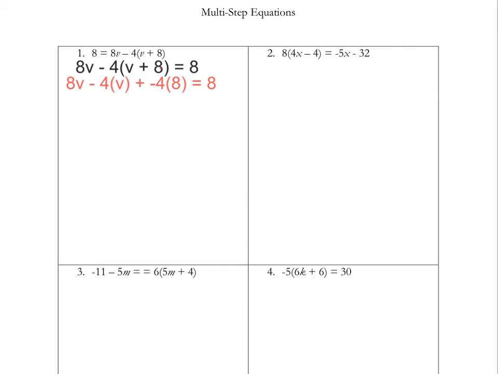And when we do this, let's see what we get. I end up with 8v minus 4v, because 4 times v is 4v, plus negative 32, because a negative and a positive multiplied gives me a negative. But I want to rewrite that to say 8v minus 4v minus 32 equals 8. All right, so I've rewritten it, 8v minus 4v minus 32 equals 8. That's the second step, distributive property. Now I need to combine like terms, because that's my third step.